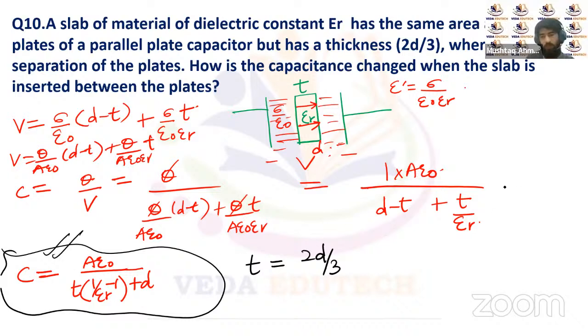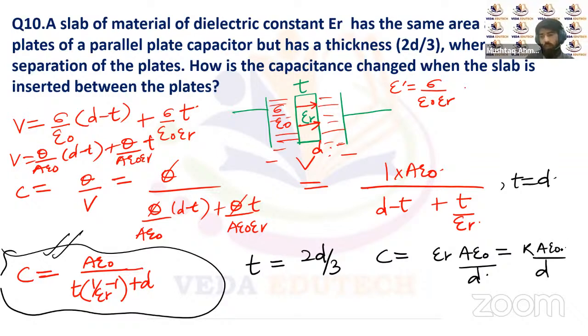Suppose T is equal to D. In that case the capacitance will be epsilon r A epsilon naught upon D. So this will be the total capacitance, or we can say it's a capacitor fully filled with dielectric. If K is the dielectric constant, then it will be K A epsilon naught upon D, the net capacitance of this capacitor.